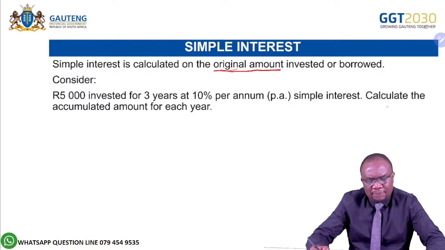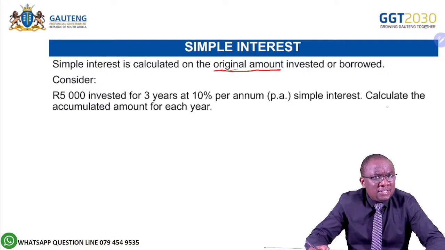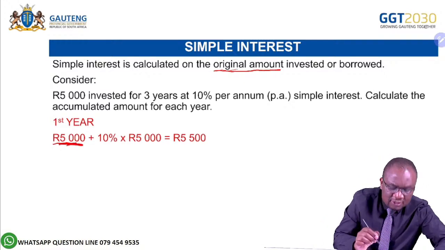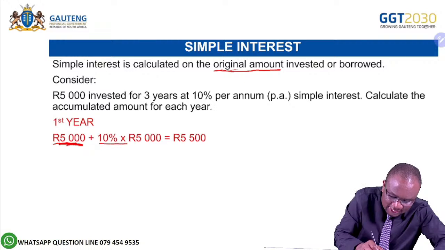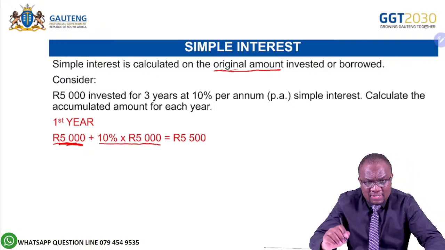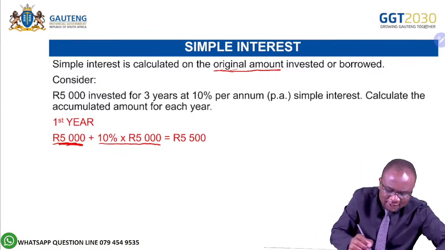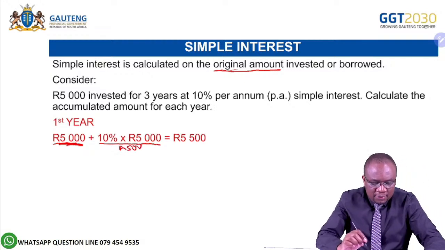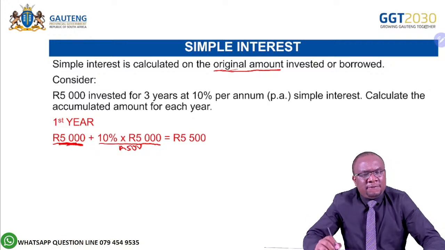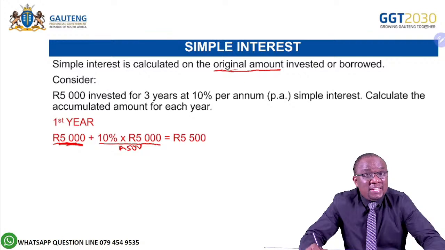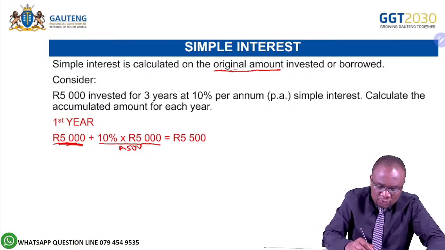So, first year, what will be the accumulated amount? It means we have the 5,000 that is invested plus the 10% of 5,000. You can put that in the calculator: 10 over 100 times 5,000. What is 10% of 5,000? That is 500 rand. So at the end of the first year, we are going to have 5,500 in the bank. The money has gained interest. How much do we have in the bank?